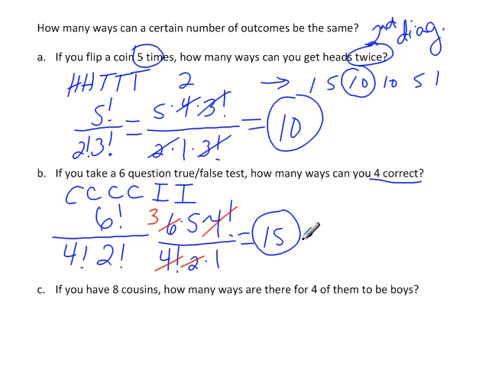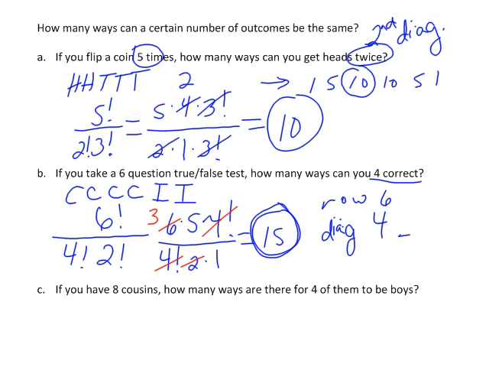So pause the video and go to row 6 on your Pascal's triangle and diagonal 4. And what do you find? You should get that the answer is also 15.